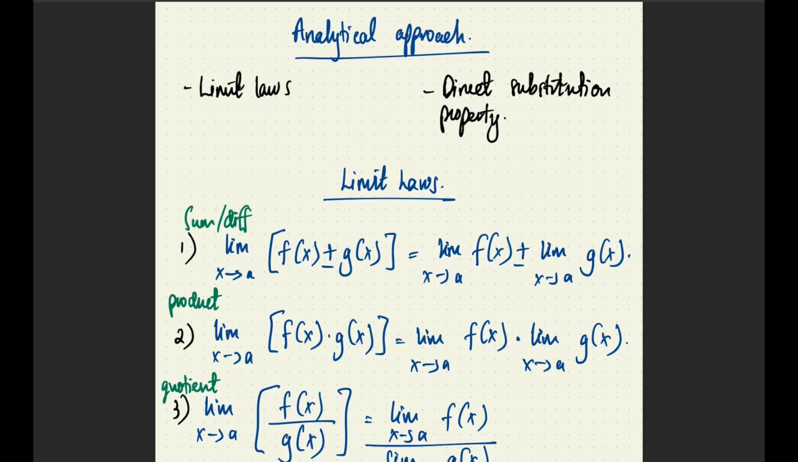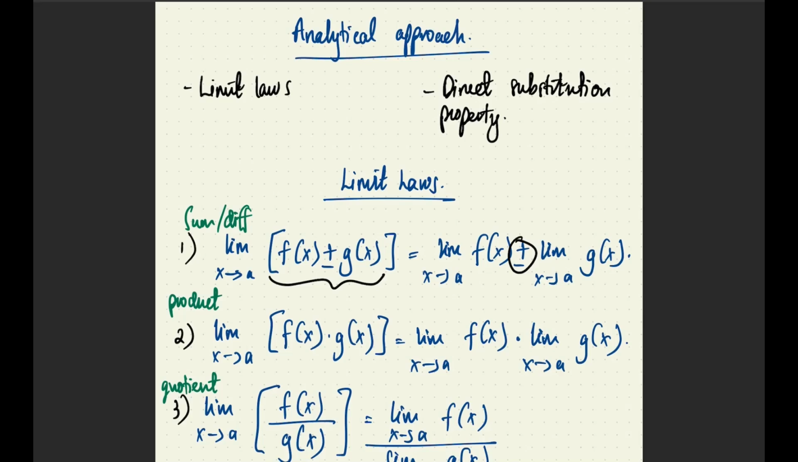So this basically tells us that the limit of a sum, as you can see over here, is the sum of the limits. The same thing applies to the difference, right? The limit of a difference is the difference of the limits. That's why there's a plus or minus over here.